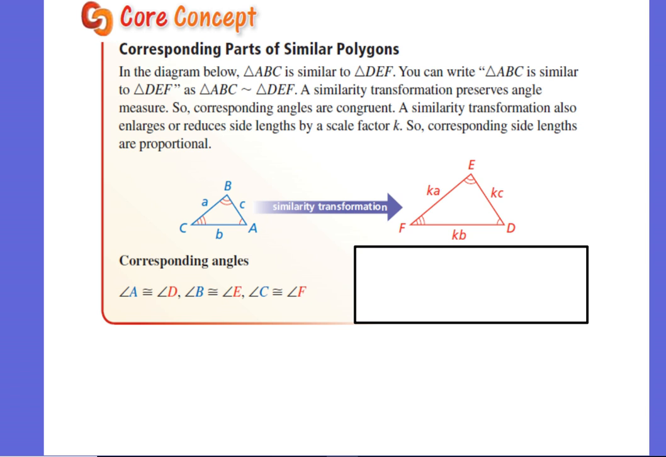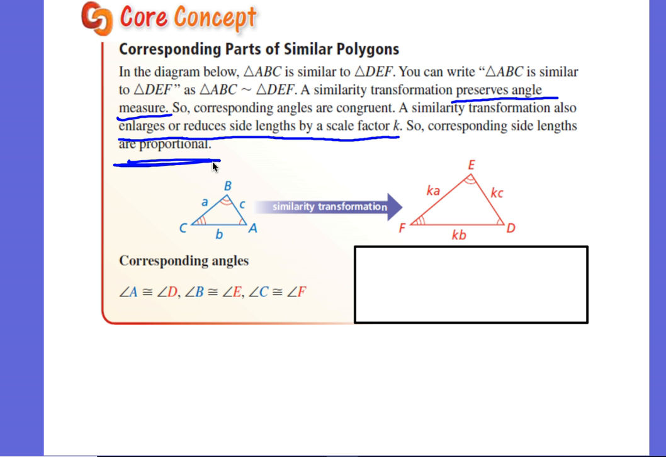And so when two polygons are similar to one another, they preserve the angle measures, but they are enlarged or reduced by a certain scale factor. And we're still calling the scale factor K. So when we think about proportions, we also start thinking about the concept of ratios, right? So proportional and ratios, they all go together a little bit.